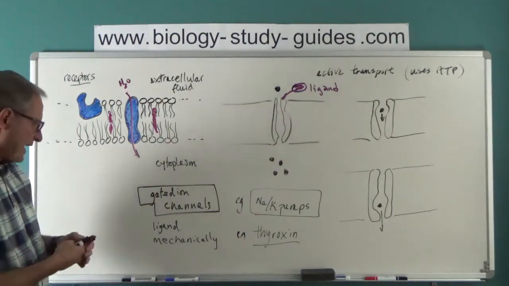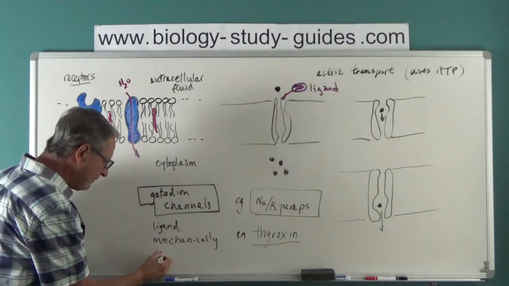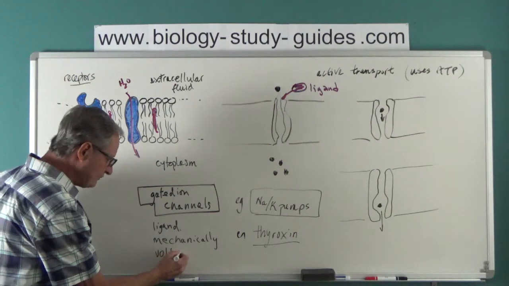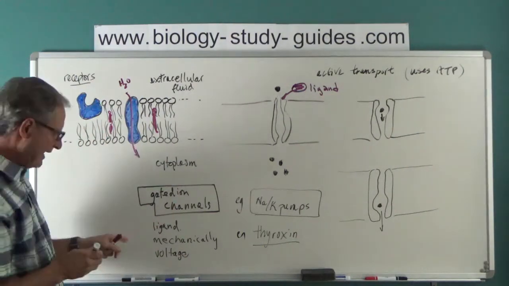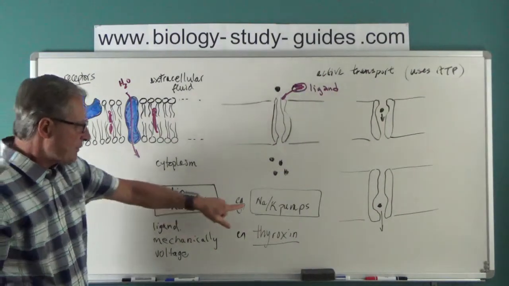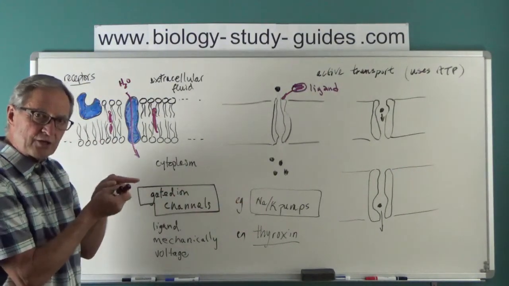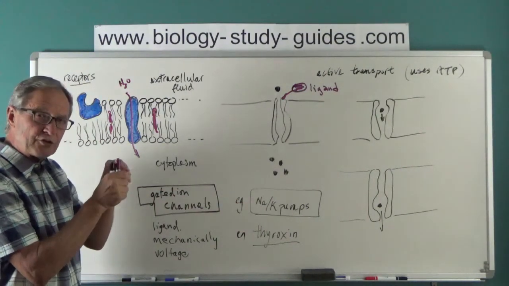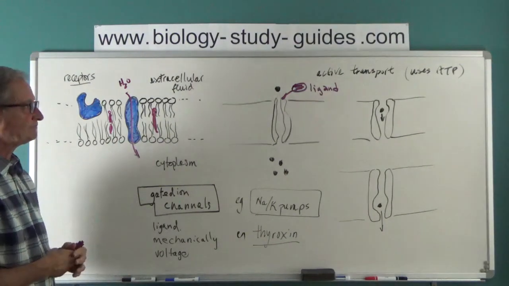And the third way is actually by voltage. So these gated ion channels can be operated by three different systems: by the presence of ligands, or mechanically, or by voltage. And a good example of the voltage one is back to the sodium-potassium pumps, because in the nerve cells, there's a potential difference, there's a voltage difference across the surface of the nerve cells.